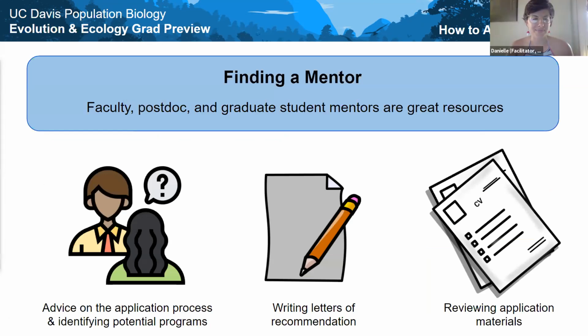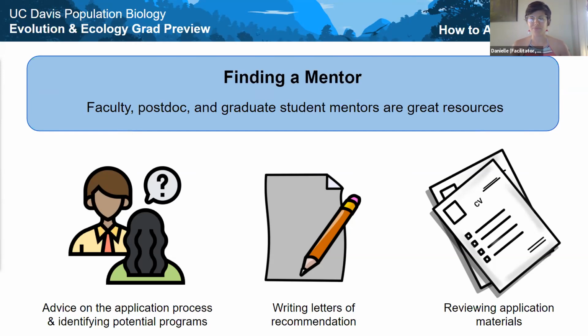Yeah, so now we're going to talk about finding a mentor. And this could be different from the advisor that you do research under. Actually, it might be good that it's different because that means you have more eyes looking at your application materials. And so people who could serve as these kinds of mentors are faculty, of course, as well as postdocs and graduate students.